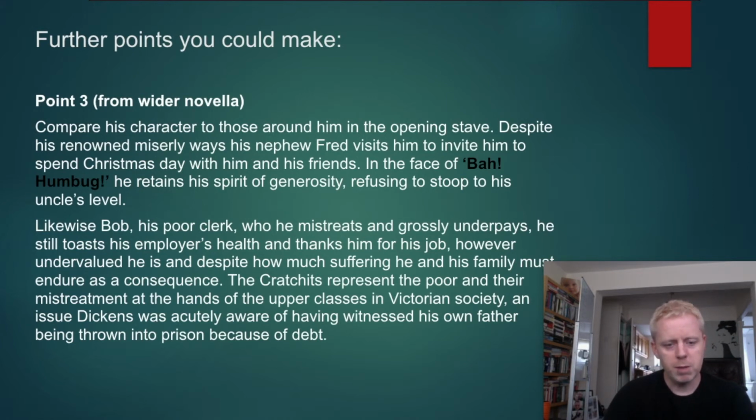His missus isn't quite so generous. The Cratchits represent the poor and their mistreatment at the hands of the upper classes in Victorian society, an issue Dickens was acutely aware of, having witnessed his own father being thrown into prison because of debt. And do check out my other videos on social injustice and poverty and Dickens' role, or Dickens' reason, motivation, inspiration behind wanting to write a novel focusing on or raising this awareness.